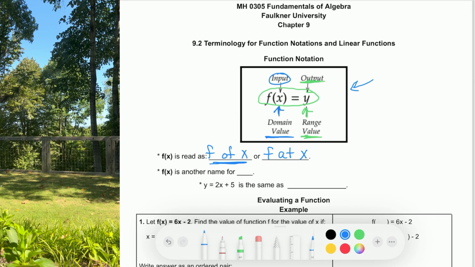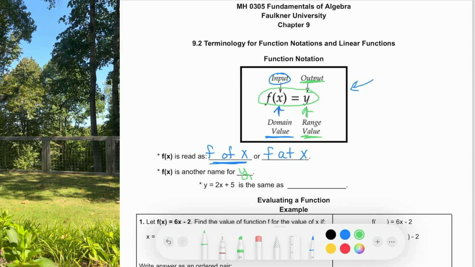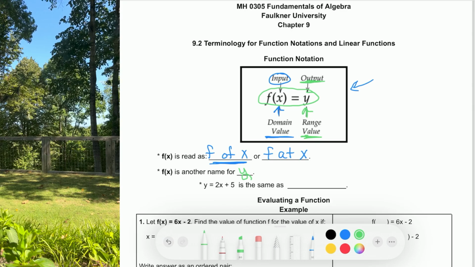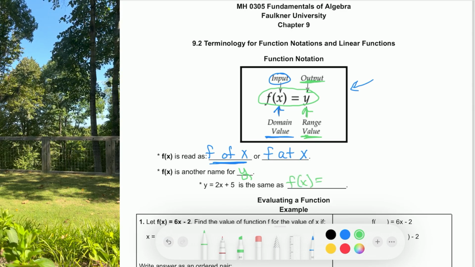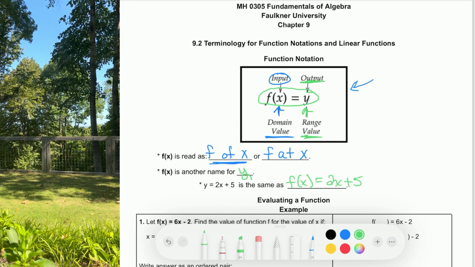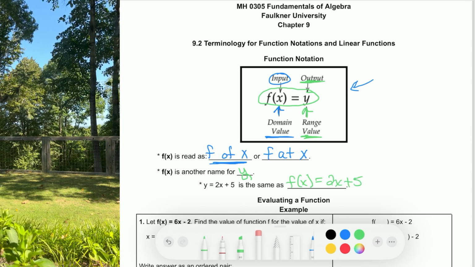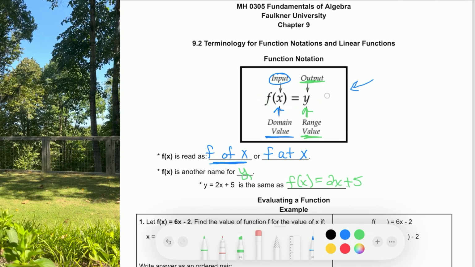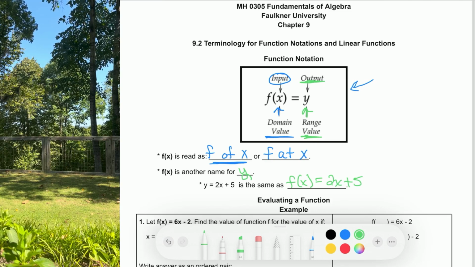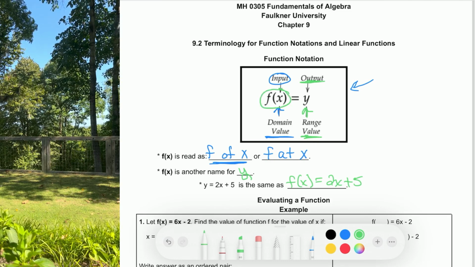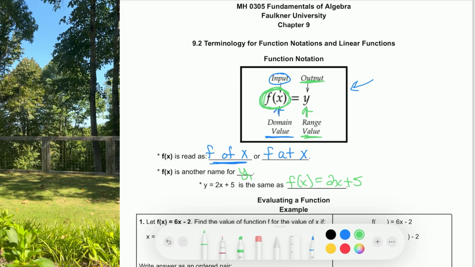Now, f of x is another name for y. So looking at this example, I'll explain what I mean by that. y equals 2x plus 5 is the same as saying f of x equals 2x plus 5. So what I want to try to emphasize, and hopefully you will remember this because it's very important for this section, is this right here is just another way of displaying y.